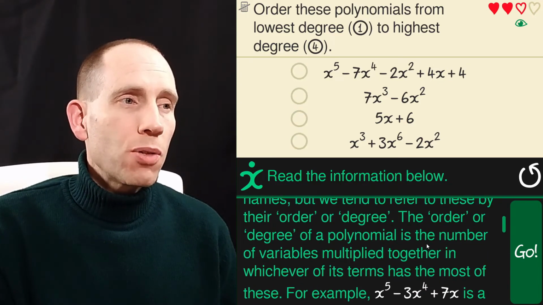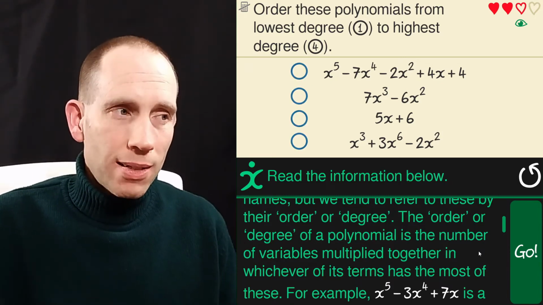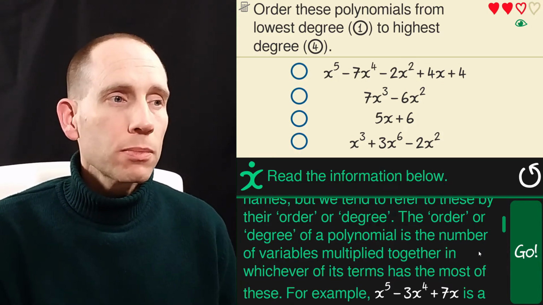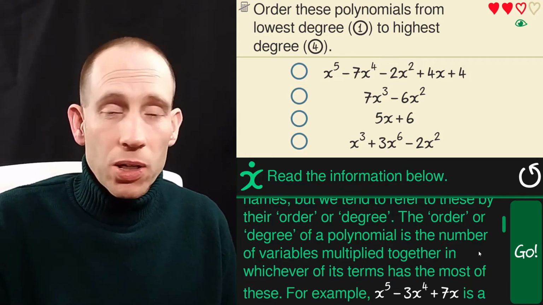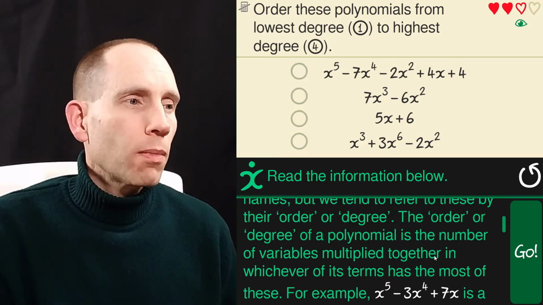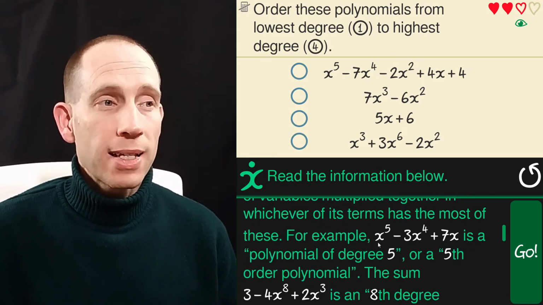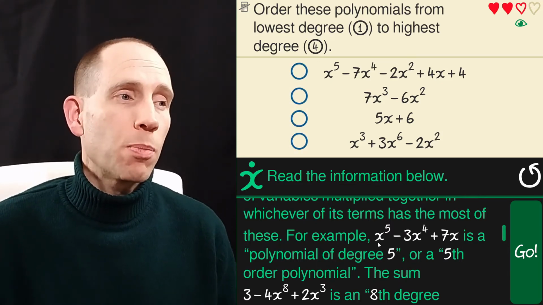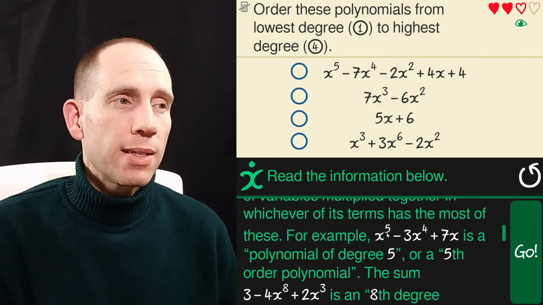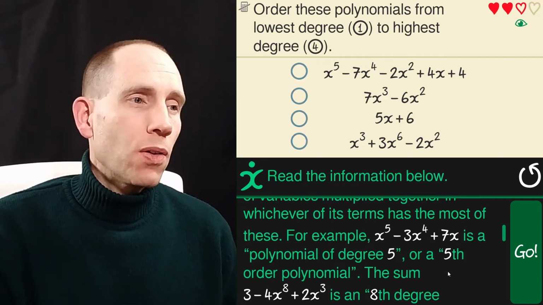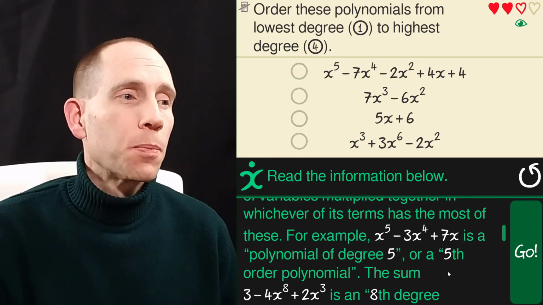So the order or degree of a polynomial is the number of variables multiplied together in whichever of its terms has the most of them. So it's the term with the highest power, usually, if you're just looking at expressions in one variable. For example, x to the power 5 minus 3x to the power 4 plus 7x is a polynomial of degree 5, because the term with the highest power on the x is the x to the power 5. So that could also be referred to as a fifth order polynomial.